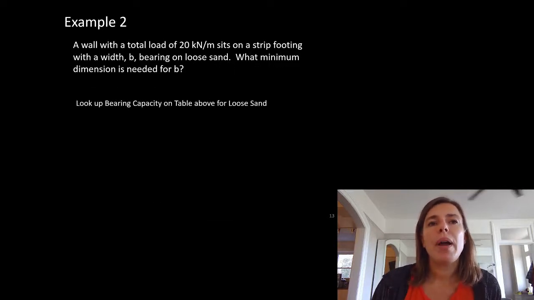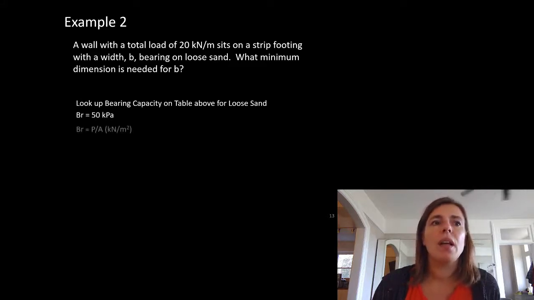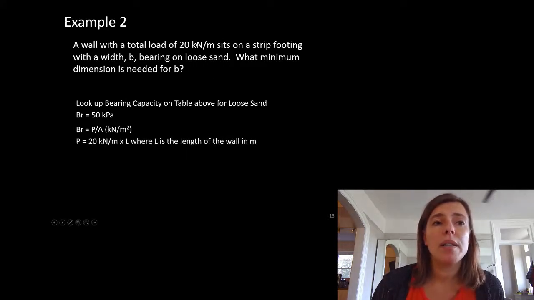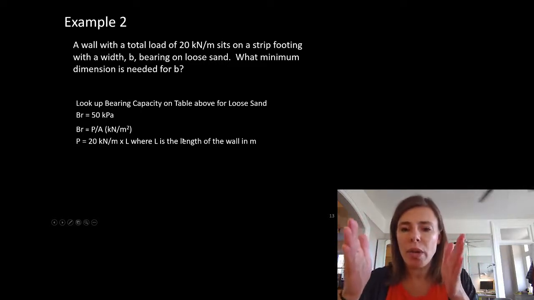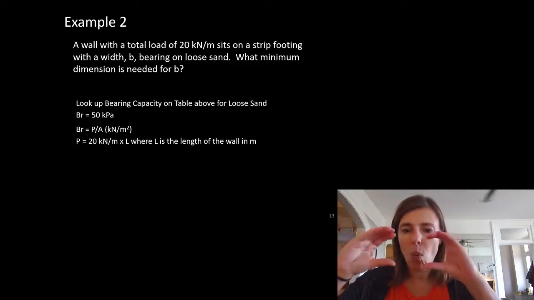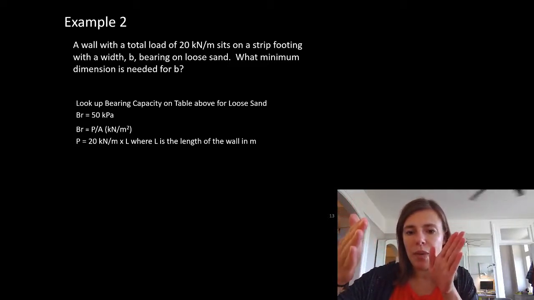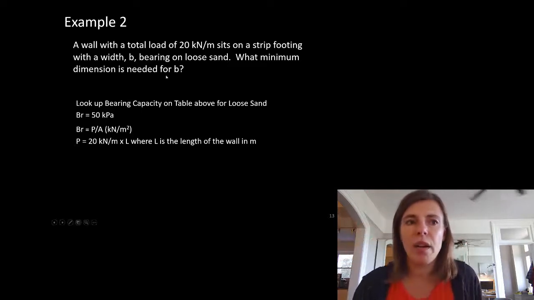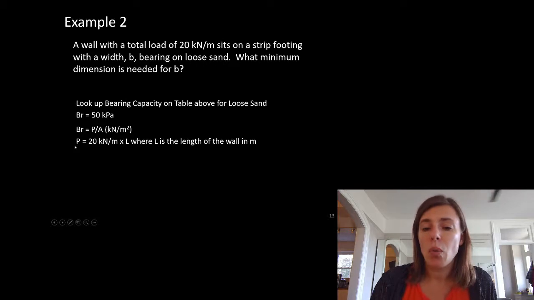So we looked up the bearing capacity for loose till and sand, and we got 50 kPa. We know that our force is 20 kilonewtons per meter, but let's look at this as 1 meter of wall. Every 1 meter has 20 kilonewtons acting on it. So P is 20 kilonewtons: 20 kilonewtons per meter times 1 meter.